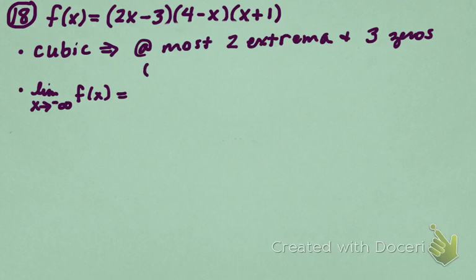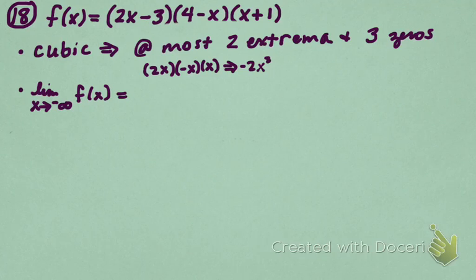Well, if we were thinking the way I asked you to think a moment ago before we were to graph this, about what the leading term should look like, it's going to come from the leading term of each of the things being multiplied. So it would come from 2x times negative x times x, which would imply that our leading term is going to be negative 2x cubed.